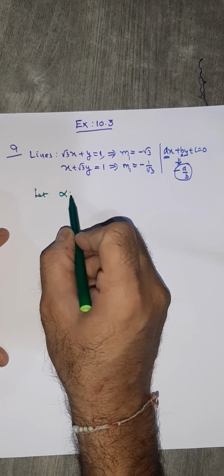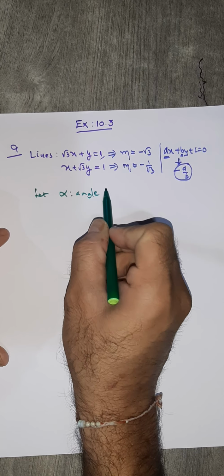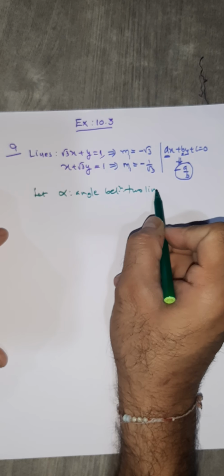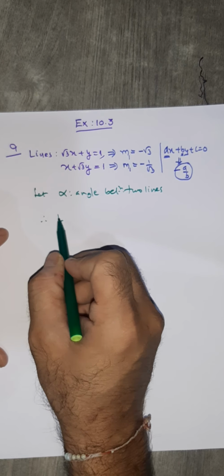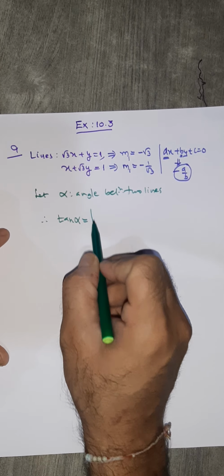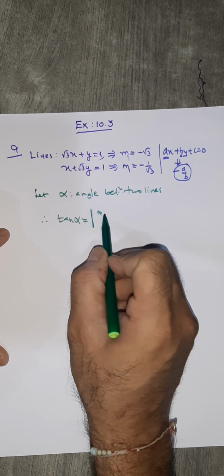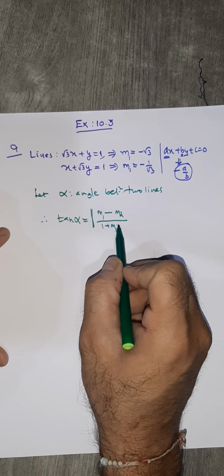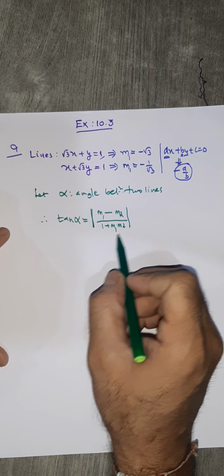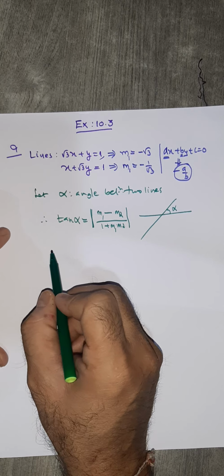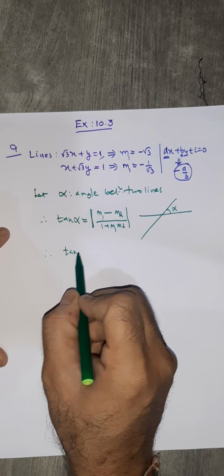Now let's take alpha to be the measure of the angle between two lines. So you know, tan alpha, or you can write theta also, that's not important, equals to modulus of m1 minus m2 upon 1 plus m1 m2. This is the formula we have for the angle between two lines. Just place the values here.